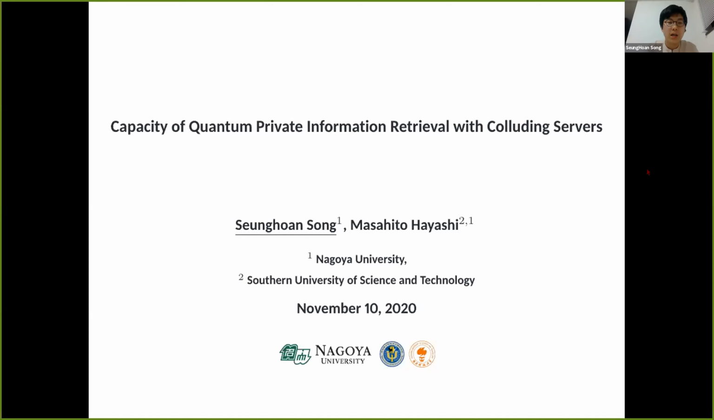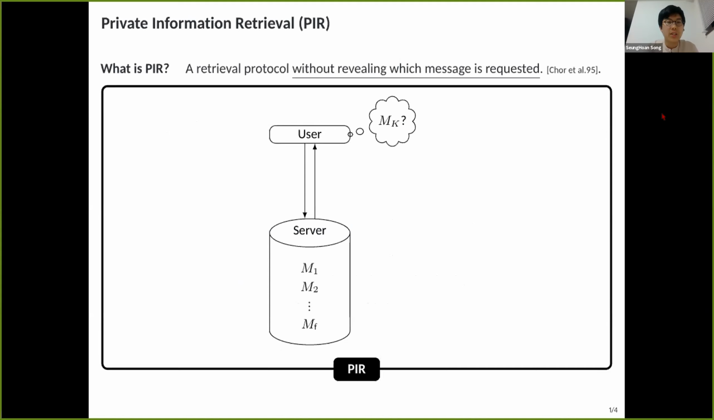Okay, thank you. So I'm Seunghoan Song from Nagoya University, and it is a joint work with Masahito Hayashi. The title of this talk is Capacity of Quantum Private Information Retrieval with Colluding Servers. In this talk, I consider the private information retrieval problem. I call it PIR in short. It is a retrieval protocol without revealing which message is requested.